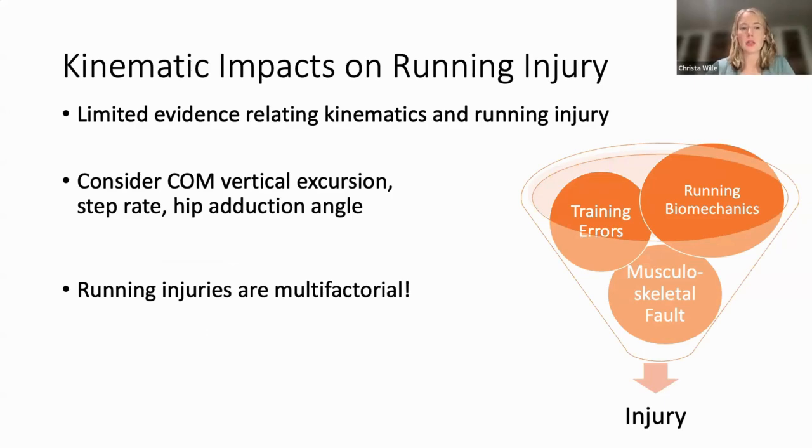If we are to take a closer look at kinematic variables, we might want to keep a close eye on center of mass vertical excursion, step rate, and hip adduction angle. But finally, please keep in mind that running injuries are multifactorial, and our running biomechanics really are only a piece of that puzzle. So now I'll turn it back to Jeff to expand a little bit more on some of these key measures in our niche populations.